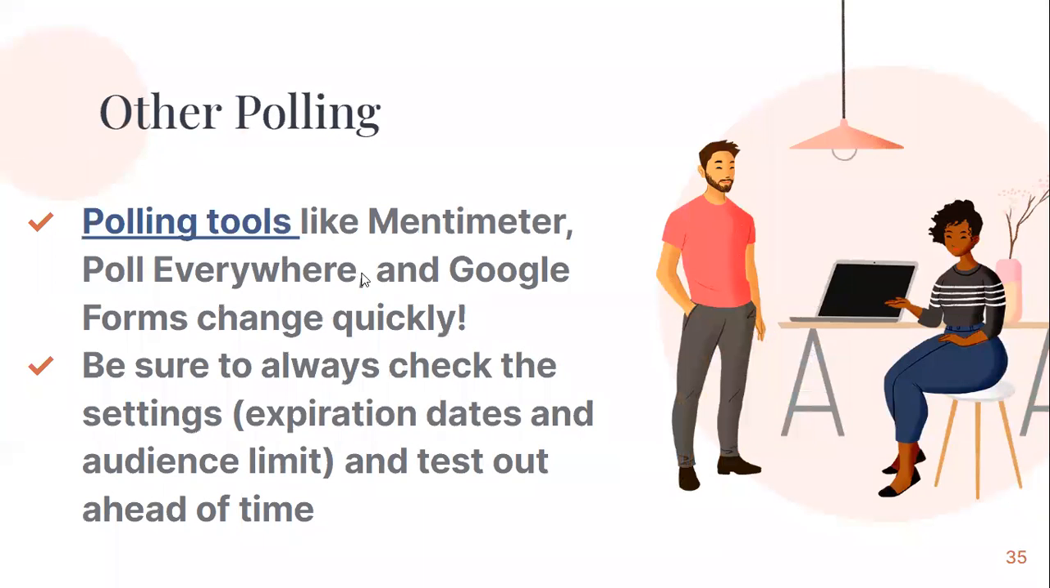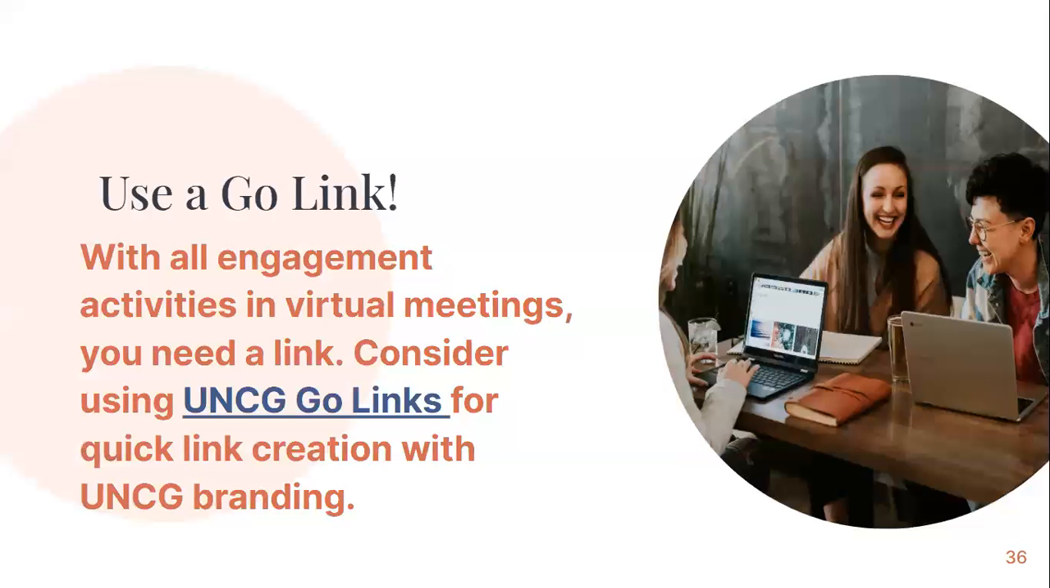There are lots of other polling tools linked here. Some other ones are like Socrative. I talked about Google Forms. We went over Mentimeter and Poll Everywhere. But if you want to check out more, you can do that. They change quickly, but the big thing is always to make sure you check the settings, expiration dates, audience limits, and things like that.